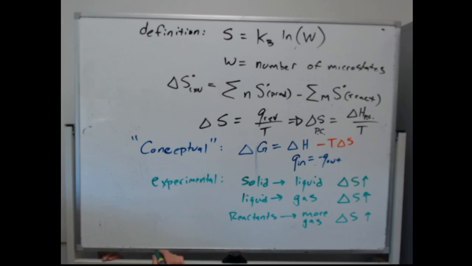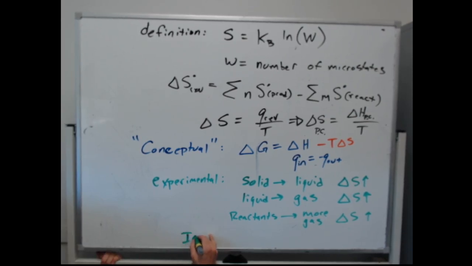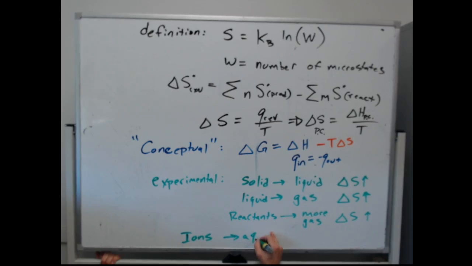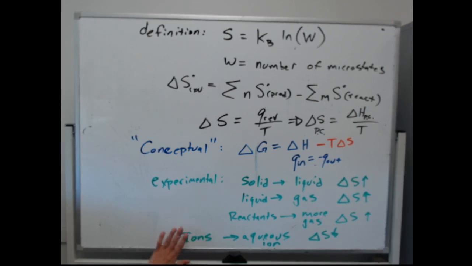The other one that's really important is if we go from ions to an aqueous ion solution, that's actually going to have a decrease in entropy because the water molecules surround the ions. This is part of what makes it really difficult to predict what's happening in ionic compounds, because we've got the idea of the solid breaking apart, which is an increase in entropy, but then we've also got the water surrounding the ions, which is a decrease in entropy. Those two things fight against each other.